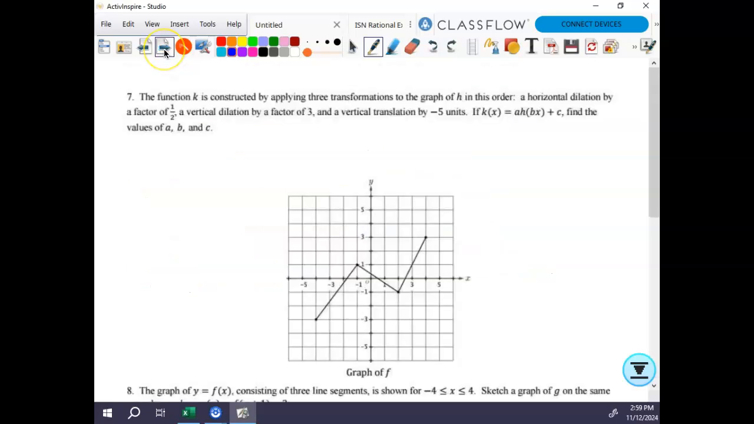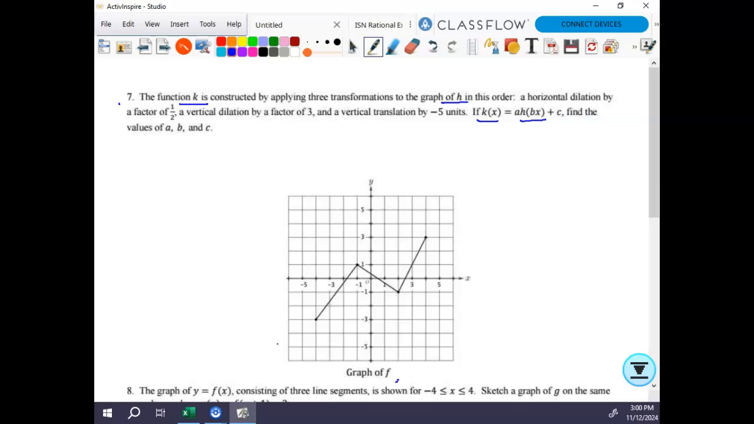All right, flip it over. Now, I know this spacing is weird, and I probably should have put some lines here, but this question does not go with this graph, and here's how I know for sure. This talks about function k is constructed by applying 3 transformations to the graph of h in this order. A horizontal dilation, blah, blah, blah, talks about k of x, h of x. Nowhere in number 7 does it refer to f of x, and this very clearly shows a graph of f. So be very careful on those things. Make sure you're using the correct things when you're doing this.